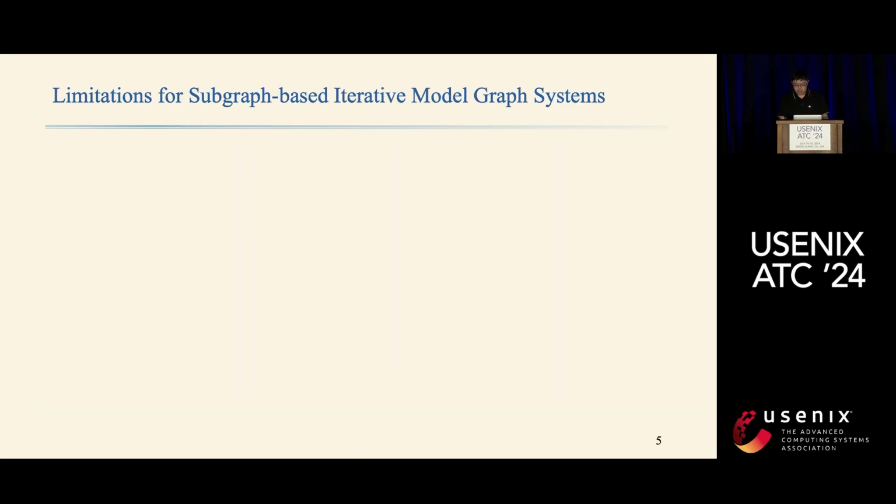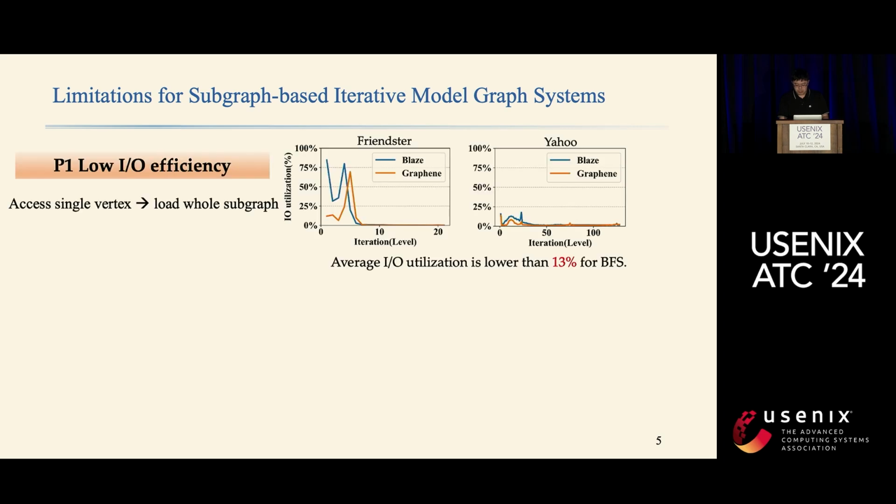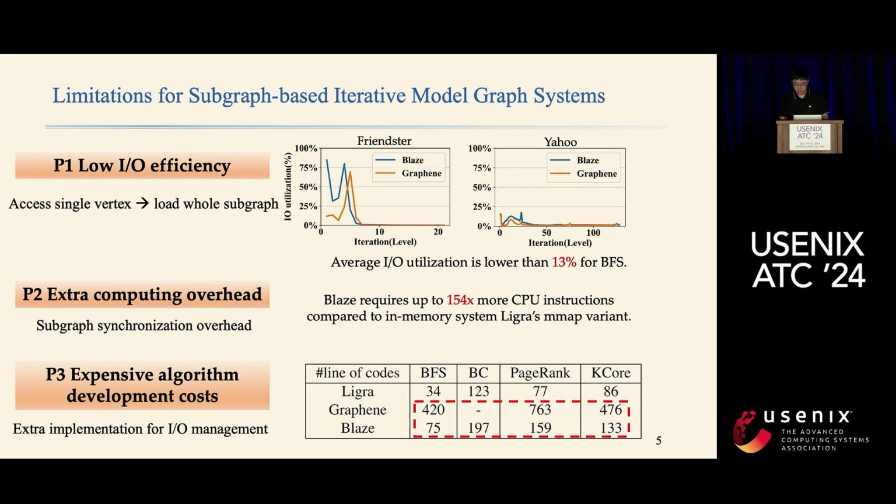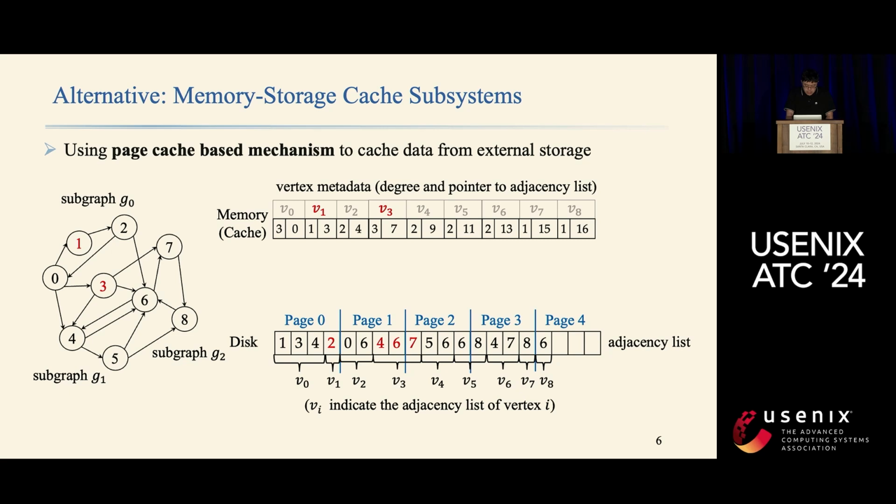However, there are three problems with this model. First, it suffers from low I/O efficiency because each access requires loading the entire subgraph. Second, it introduces extra computing overhead due to synchronization between subgraphs. Third, it's too complicated for users to implement their own algorithm because they always have to consider I/O management during coding.